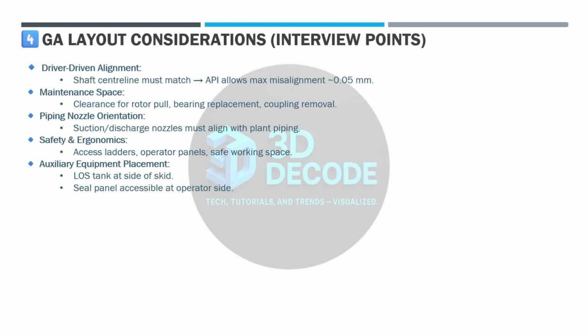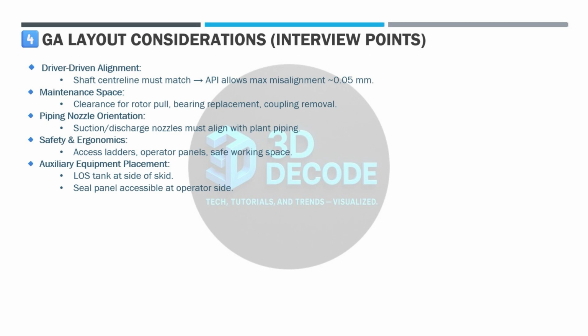GA layout considerations, interview points. When preparing or reviewing GA drawings, engineers focus on driver-driven alignment. Shaft center lines must match. API allows max misalignment of about 0.5 millimeters.